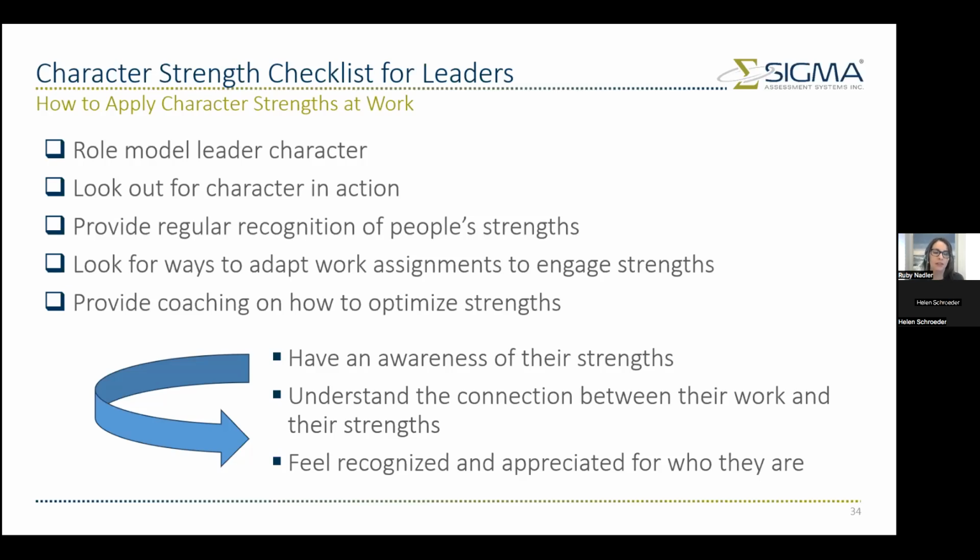Remember that we all influence the people around us, for better or worse, and strive to be good role models for each other. Look for character in other people and see the best in other people, and take that lens even to challenging situations. Provide regular recognition of people's strengths and think about how people can apply their strengths to new situations.